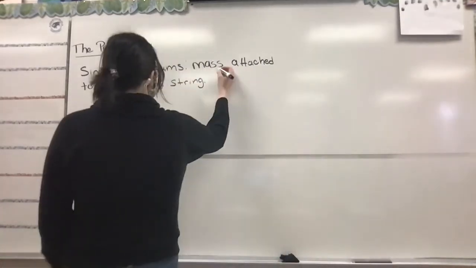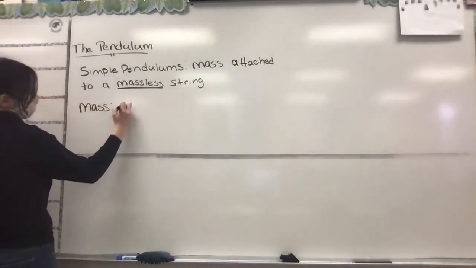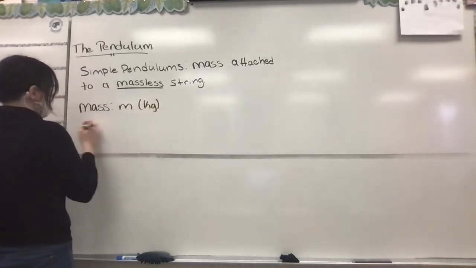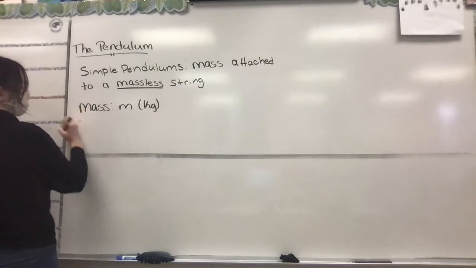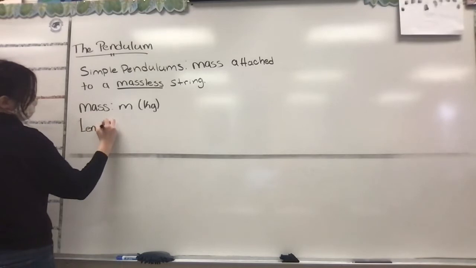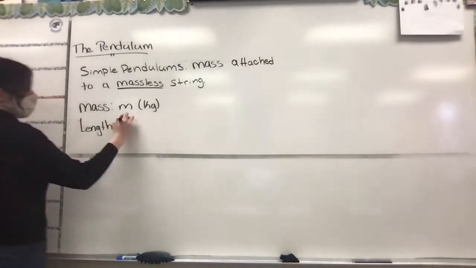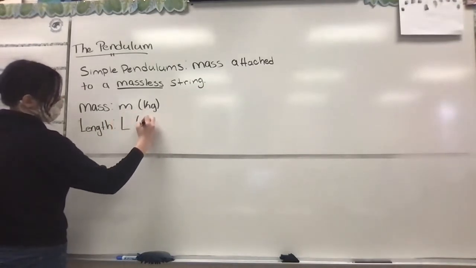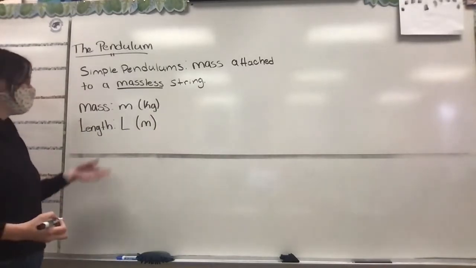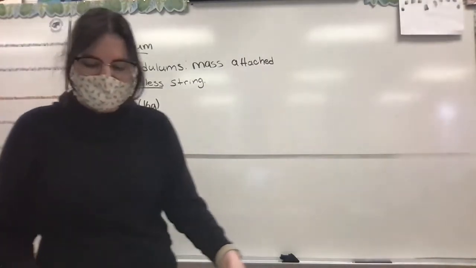Now, what variable do you think we use to represent mass? M, and the units are kilograms. The string is going to have a value too: the length of the string. What variable would we use to represent the length? L. What do you think its units are? Meters. So we're still using kilograms and meters. Does the string have a mass? No.